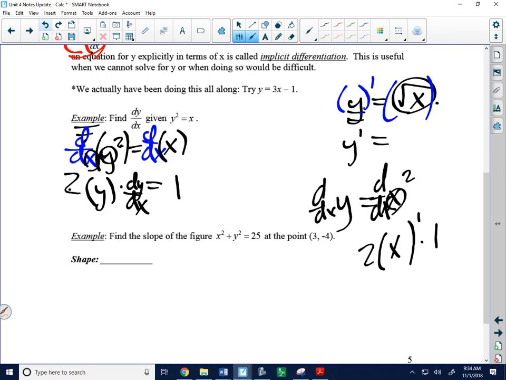To summarize, guys, this section, in one simple step, the only new thing, if it's the wrong variable, you put a dy dx next to it after you're done. That's the chain rule right here. That's pretty much the only new thing here.